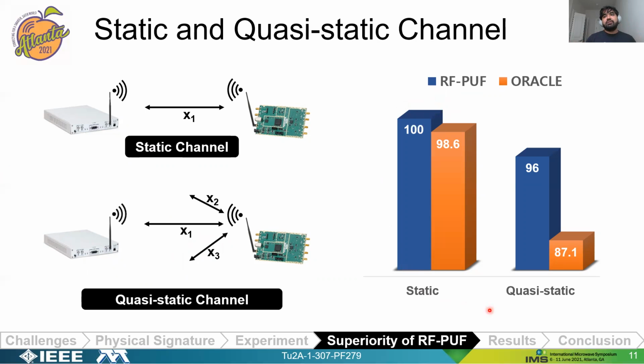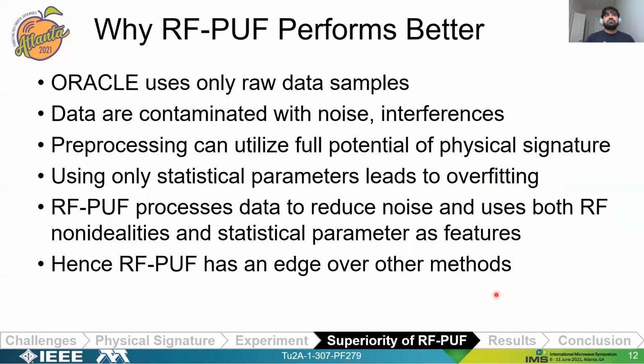We have seen that both in static and quasi-static cases, RF-PUF outperforms Oracle. You can see that in static cases, RF-PUF shows 100% accuracy compared to 98.6% in Oracle, and for quasi-static cases, RF-PUF shows 96% accuracy compared to 87.1% in Oracle. So RF-PUF performs much better compared to Oracle. So the question is, why does RF-PUF perform better?